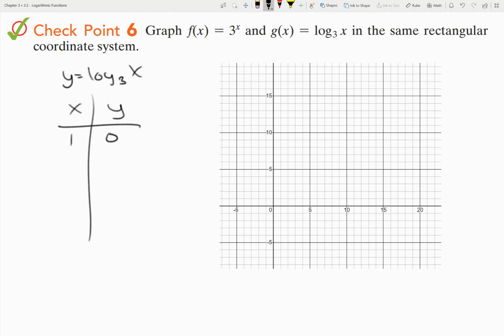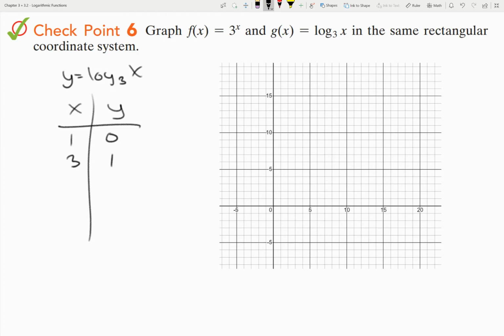I get 0. Okay. I don't really want to plug in 2. 2 doesn't work with the base 3. I don't know what power you raise 3 to give me 2. It's going to be something bigger than 0, but it's not going to be 1. I'd much rather say 3, 1.